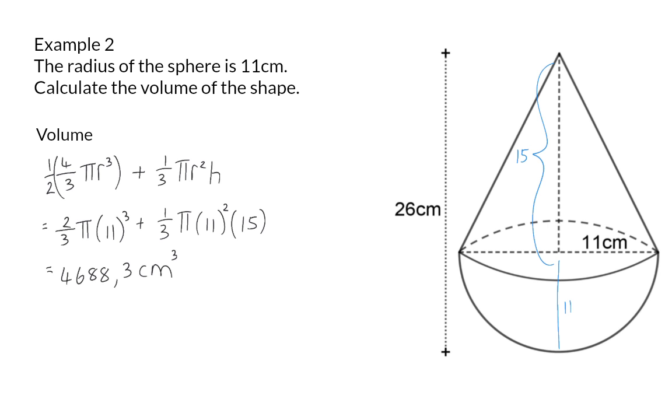Because volume is the space inside a shape, it is not influenced by whether a shape is open or closed. That is why we can use the formulas just as they are without having to adjust them to include or exclude certain parts.